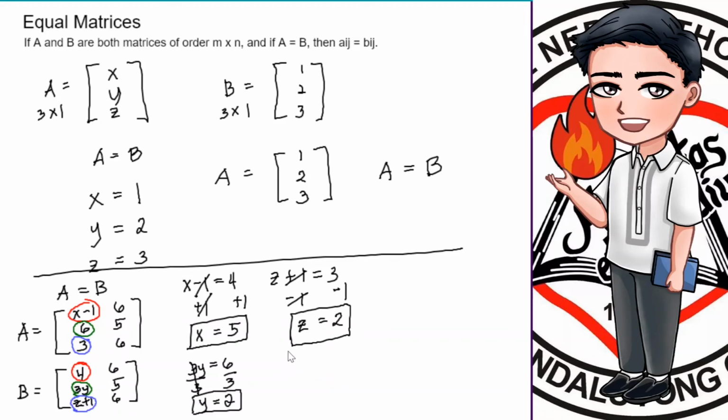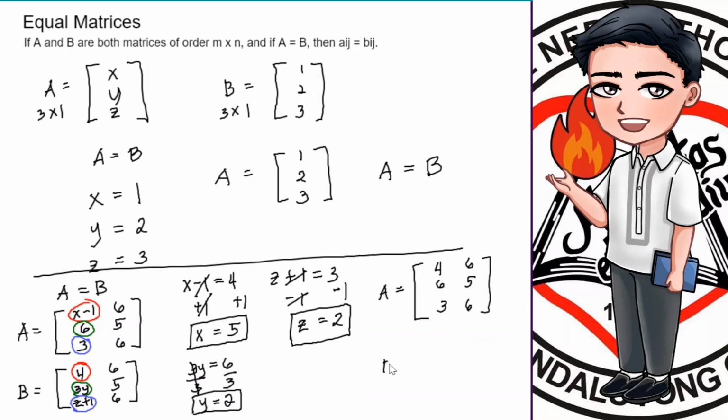Now let us check whether matrix A is really equal to matrix B. So let's rewrite this one. Matrix A. We can just copy the elements that don't have any variable in it. So we can write it as 6, 3, 6, 5, 6. Alright, so in row 1, column 1, we need to find the element here by substituting 5 for x and subtracting 1. So x is 5, so replacing x by 5, 5 minus 1 will give us 4.